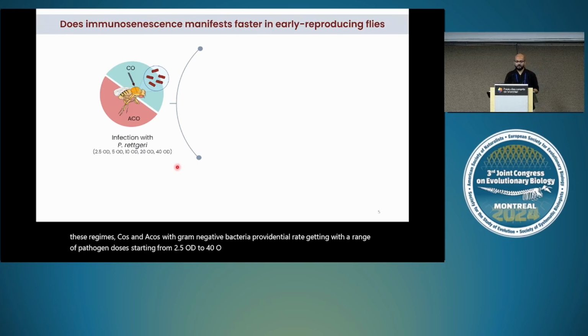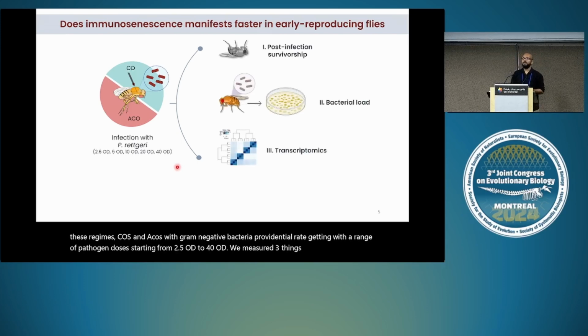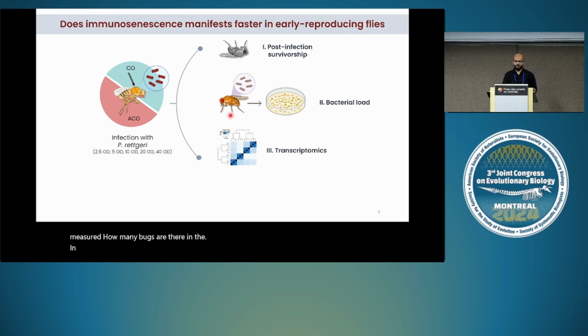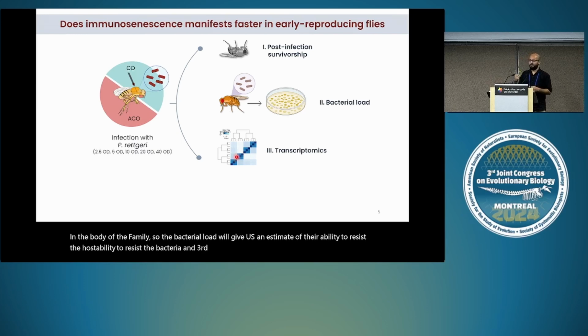We measured three things. One, we measured for how long they survive after infection. Second, we measured how many bugs are there in the body of the fly. The bacterial load will give us an estimate of the host's ability to resist the bacteria. And third, we also tried to find some mechanistic insight behind the observed phenotype, so we did some transcriptomics assay.